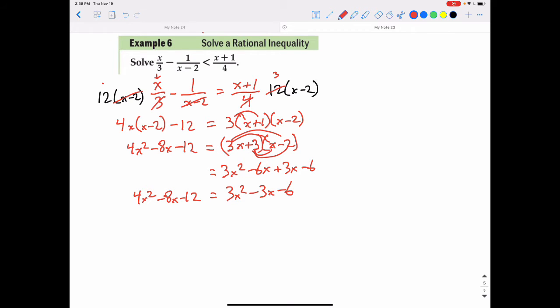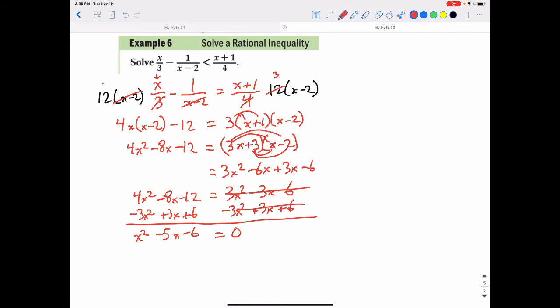Well, I've got a lot of x squareds in there, which means I'm dealing with a quadratic equation, so I need to move everything to one side of the equation. So I will subtract 3x squared from both sides, and for speed's sake, I'm going to go ahead in the same step, add 3x to both sides, and add 6 to both sides. So all of that is going to cancel, leaving me 0 on the right side. On the left side, I'll have x squared minus 5x minus 6.